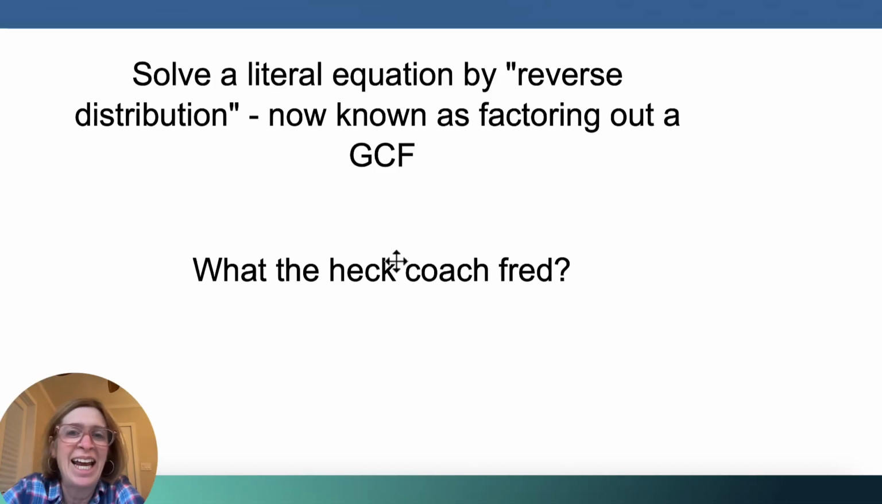It's Coach Fred, and I'm going to be doing the really spicy on fire version when we have to solve a literal equation by reverse distribution. I know, what the heck, Coach Fred? It's really known as factoring out a GCF. So here's what I mean.